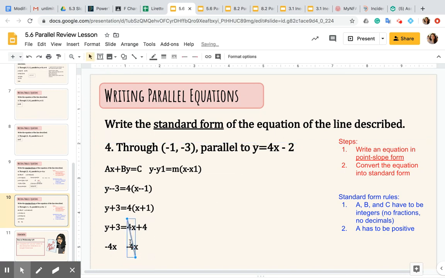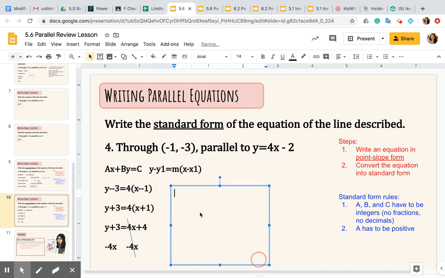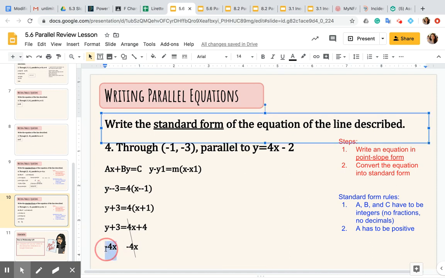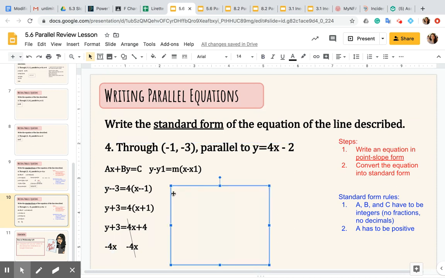And I've run out of space, so I'm going to insert a new text box over to the side here so I can keep going. So here's what I'm going to have. Again, I can't combine this 4x with this y. They're not like terms. I can't combine this 4x with this 3. They're not like terms. All I can do at this step is write them all next to each other. So I've got a -4x, I've got a positive y that's still on the left, and I still have a positive 3 on the left. On the right, all I should have now is this positive 4.